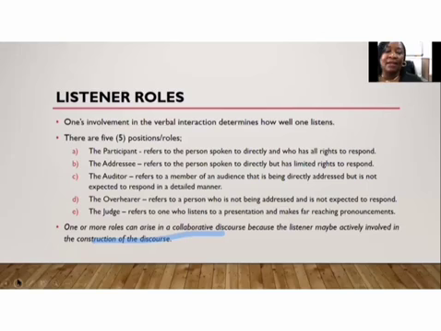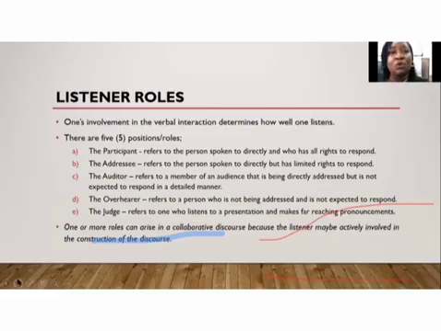We are back. So I mentioned listener role. The involvement of the listener in the verbal interaction determines how well the listener carries out the process of the skill of listening. That means that the listener can take any of these 5 positions or roles.